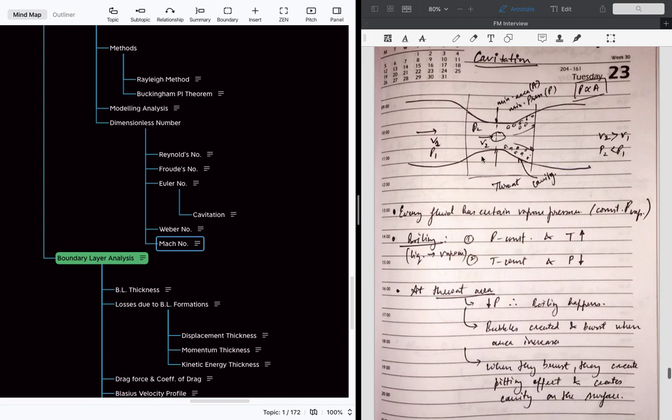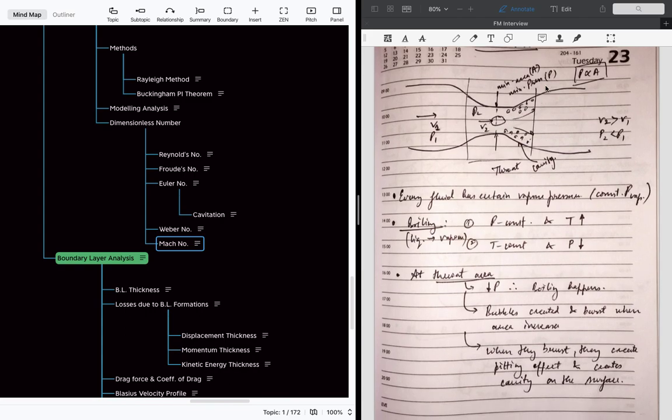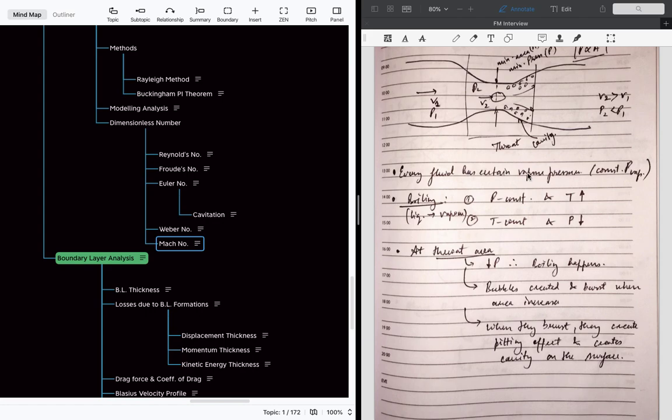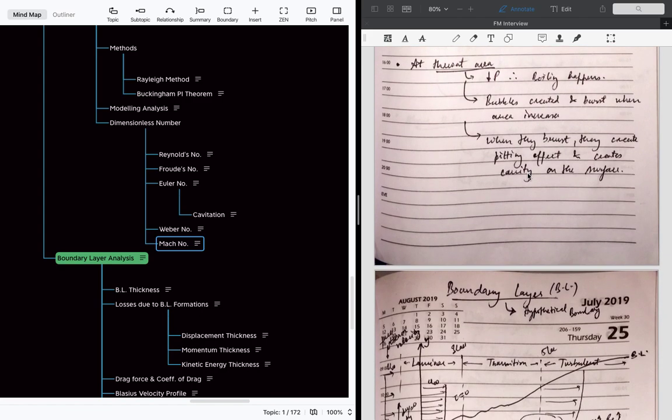So what happens in this throat area is that when the pressure decreases, the boiling happens. When it decreases below the vapor pressure, the boiling happens. When the boiling happens, bubbles are created and they burst on the surface of the diverging part. They create a pitting effect on the surface, and that creates cavities, small holes, and due to that cavity, it can create eddies, and those eddies create loss of energy or head loss in the flow.